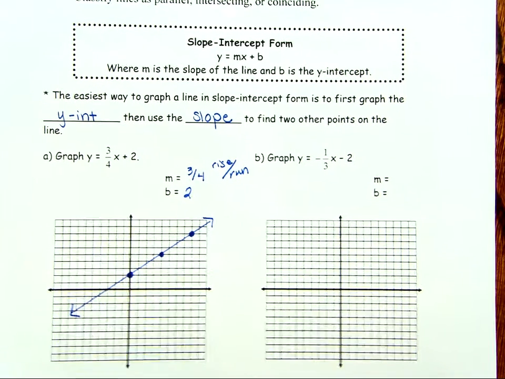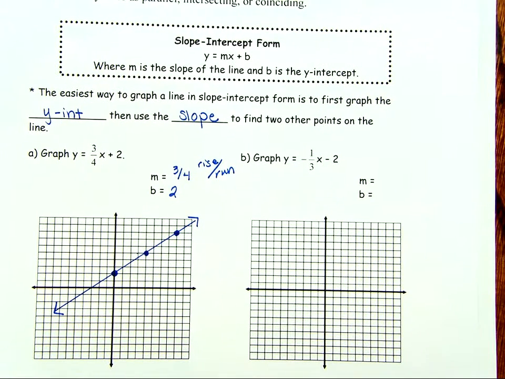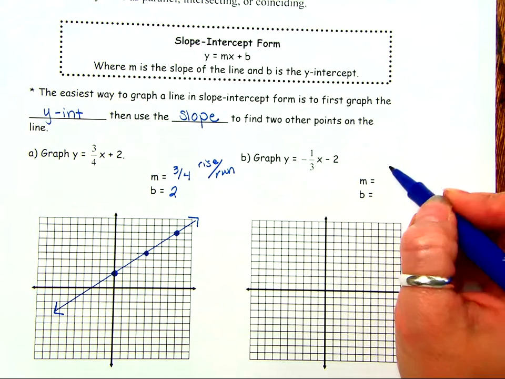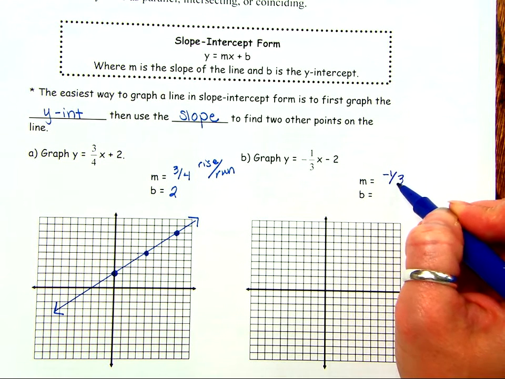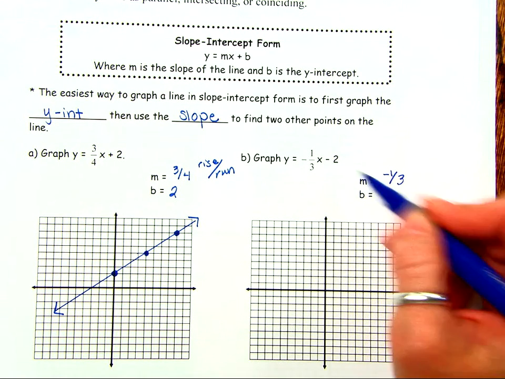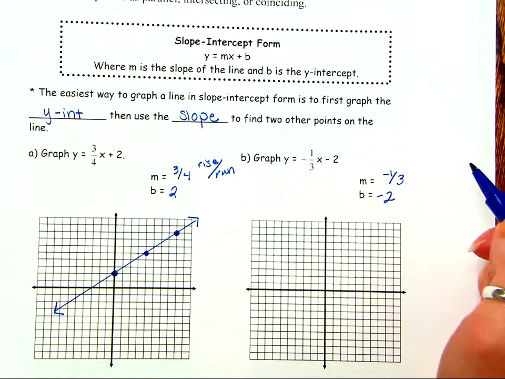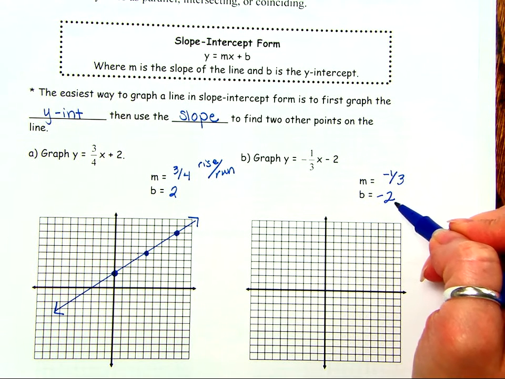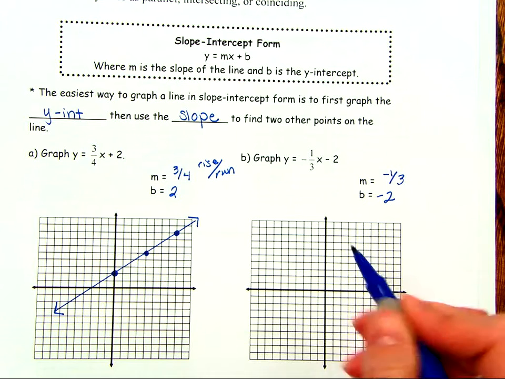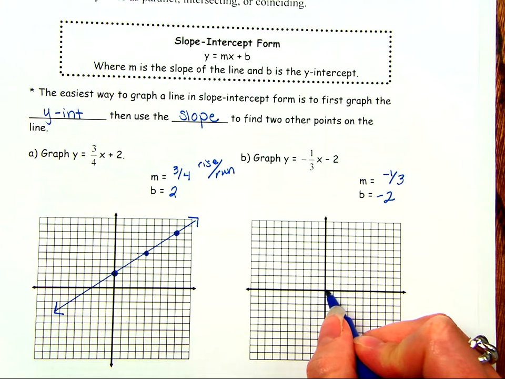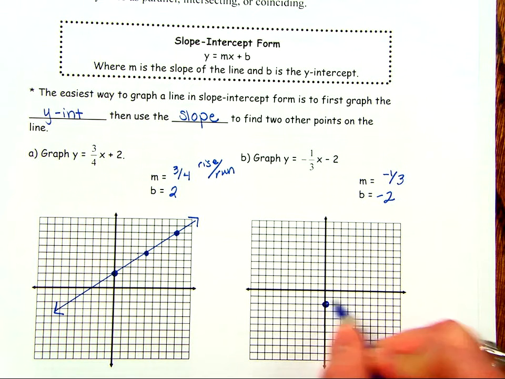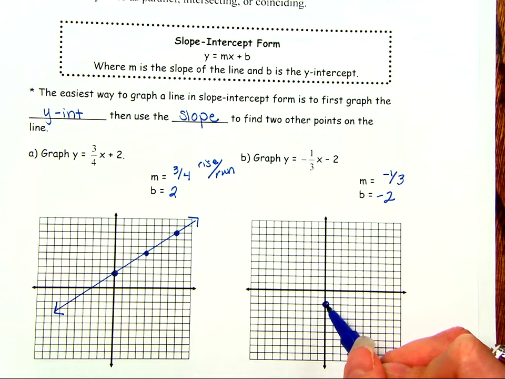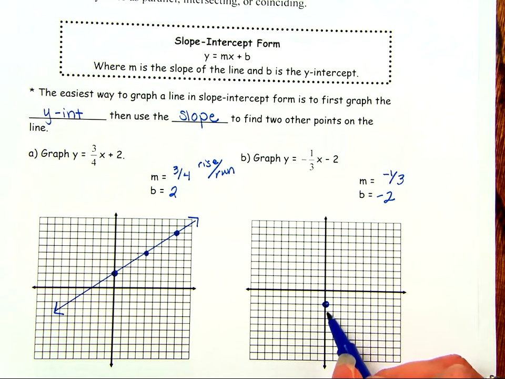In the second one, very similar, but this time as I identify my slope, I see it is negative 1/3 with a y-intercept of negative 2. So this time, my starting point is at negative 2. So again, I'm going to find my y-intercept and plot my dot. From there, I'm going to use my slope, negative 1/3, meaning down 1 over 3.